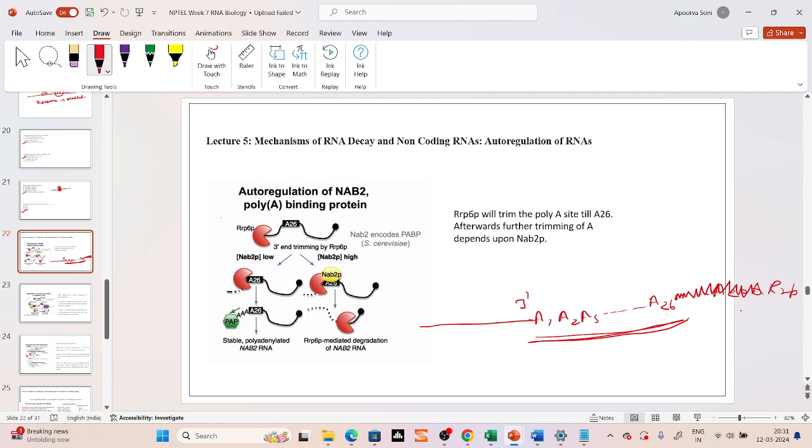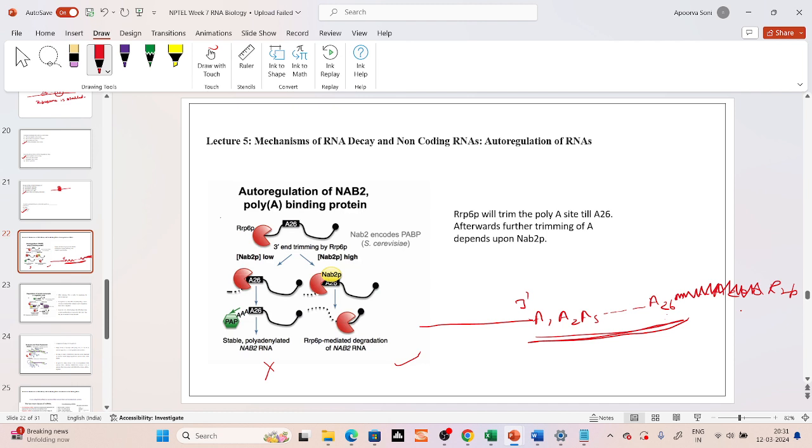If it is low, then it will not cleave it. If it is very high, then it will cleave it. So this is the auto regulation of NAB2. When NAB2 is high, that means NAB2 is already present a lot, then it will cleave the poly A tail. When NAB2 is very less, that means not much poly A tail can be cleaved, then it will not cleave the poly A tail. So this is the auto regulation of NAB2 which is happening.